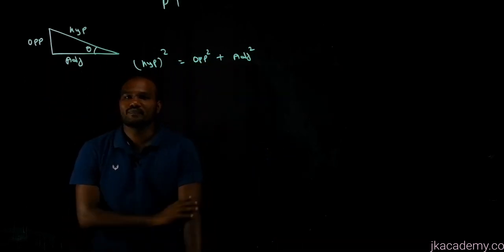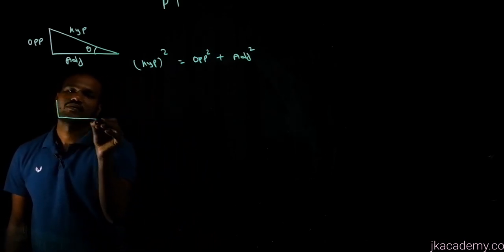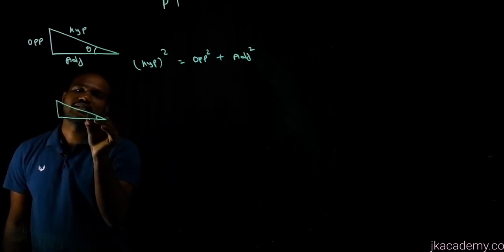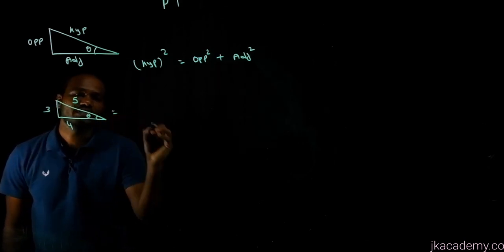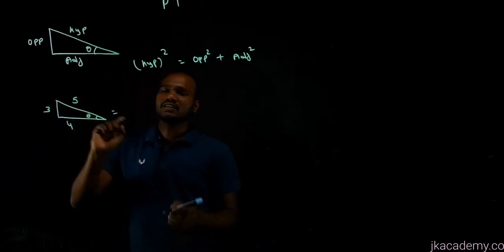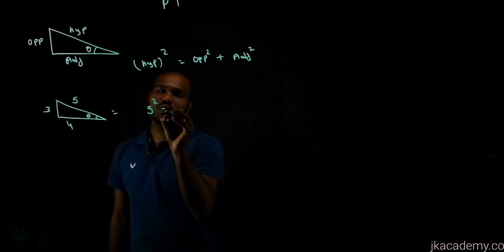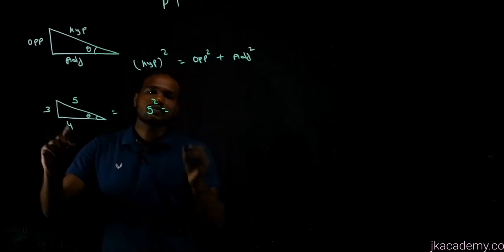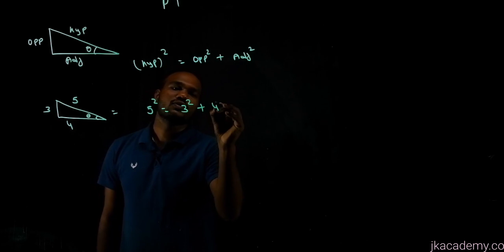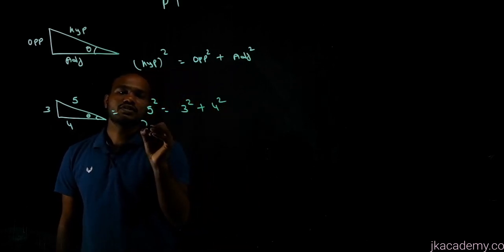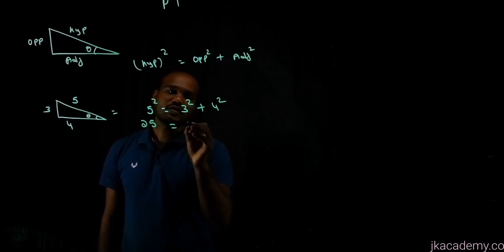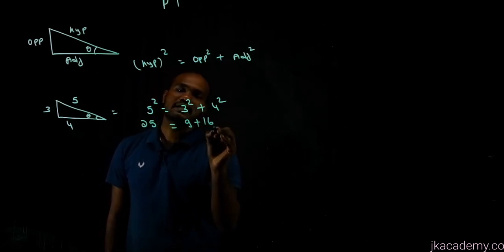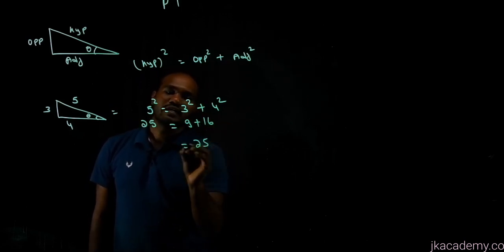So let's take an example. If this is theta, this is 3, 4 and this is 5. What does this theorem say? Bigger square. What is the bigger square? 5 square equals, what is smaller square? 3 square plus 4 square. 5 square is how much? 25. 3 square is 9 plus 16. So I got 25 here, I got 25 here.